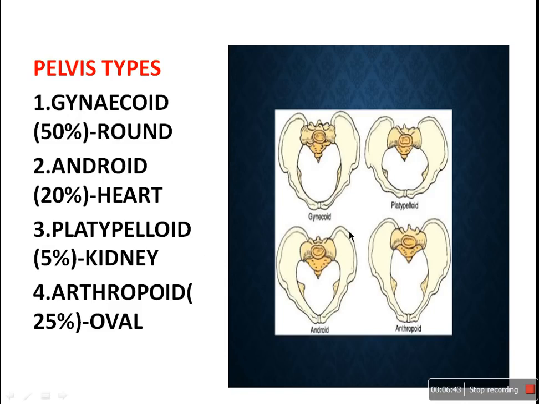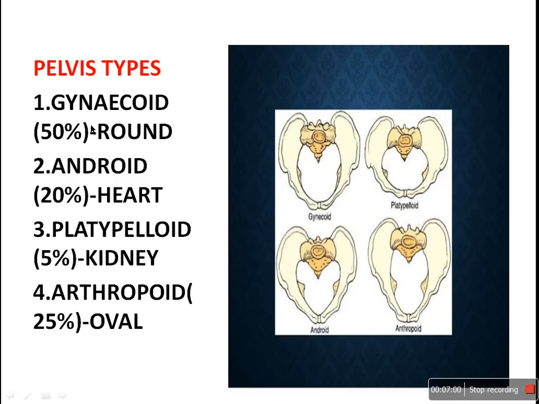And the third one is platypelloid. See, this is the platypelloid. 5% of pelvises come in this category, platypelloid, and the shape is kidney shaped. And the last one is anthropoid. This is oval shaped and it is 25%.